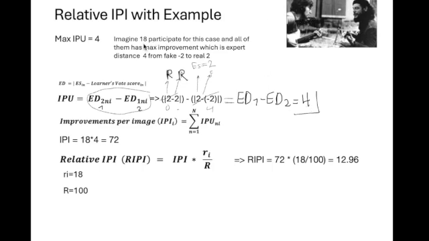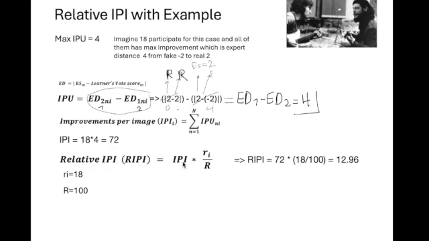Imagine for this case we have 18 participants, which means we will have 18 as n, the number of participants, and here we will have IPU, which is 4. Because it's the same for all participants, we can multiply by it. But if even one participant were different, we couldn't use this formula. So because all of them are 4 in this example or assumption, we will have an IPI of 72.